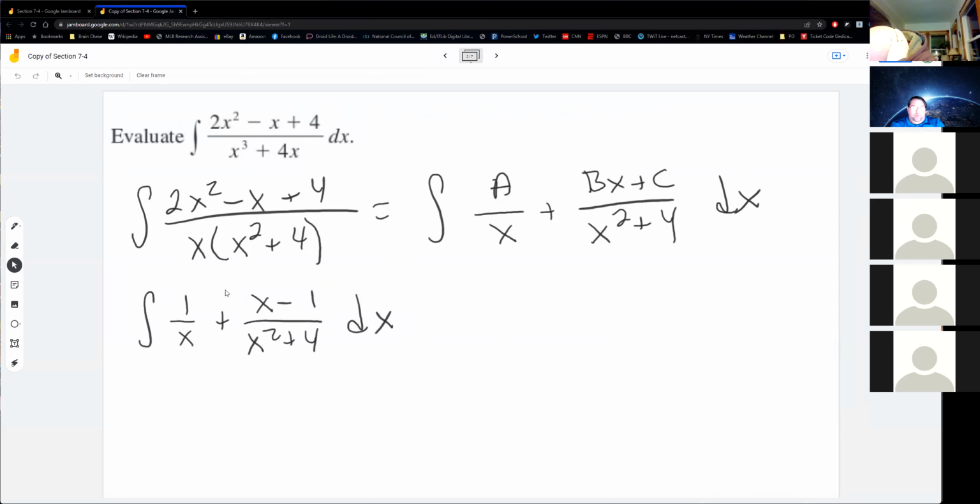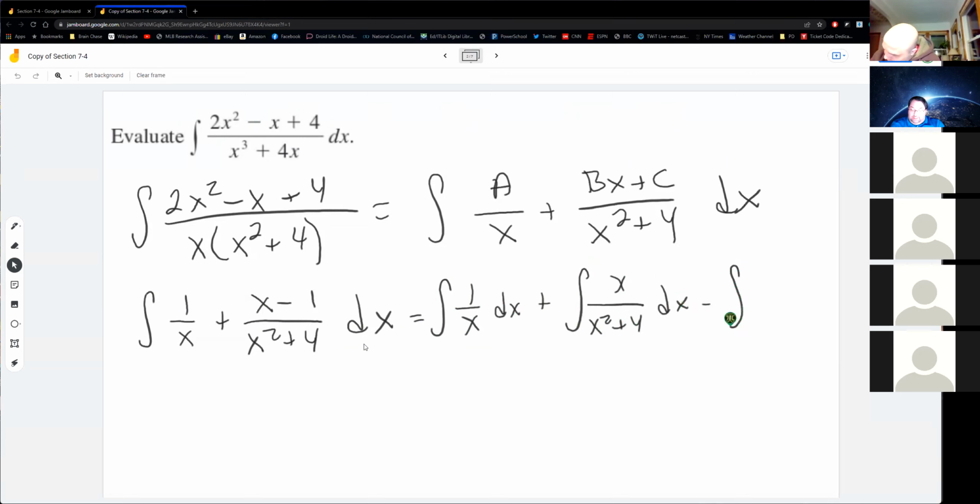All right, so I'm left with this. A was 1, B was 1, and C was -1. So I got the integral of 1 over x plus x minus 1 over x squared plus 4 dx. So we're going to split this up a little bit more. The goal with all these is to get it down to a simple thing that I can do my integral for.